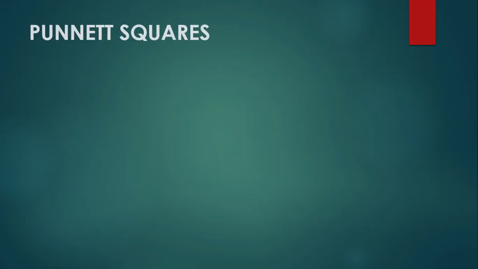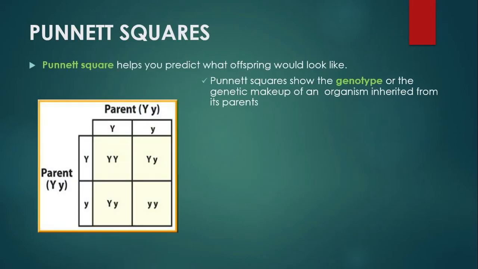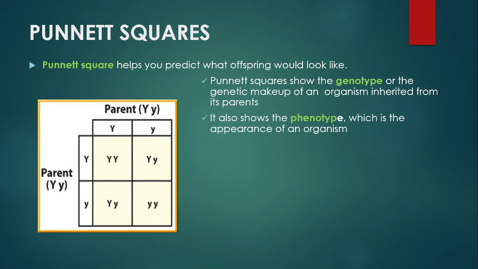Okay? Then moving on to the next. Punnett squares help you predict what offspring would look like. So this Punnett square, even though it was represented just by letters, can also predict what the offspring would look like in its appearance. You have to take note in here: genotype and phenotype.